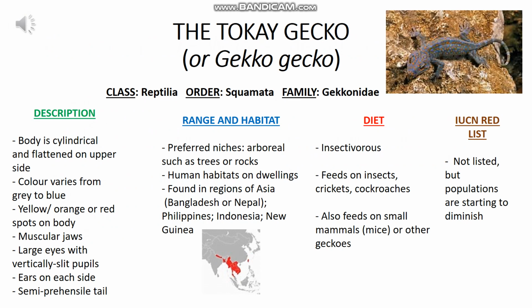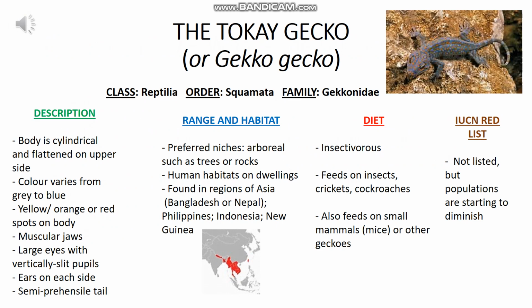Tokay geckos are one of the largest geckos in the world. The body of a gecko is cylindrical and flattened on the upper side. Their body color varies from grey to blue and is covered in yellow, orange, or red spots. The head is large and set off from the neck. They have small muscular jaws and large prominent eyes with vertically slit pupils. The ears can be seen as small holes on both sides of the head.